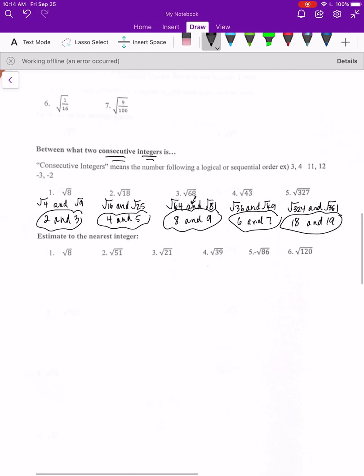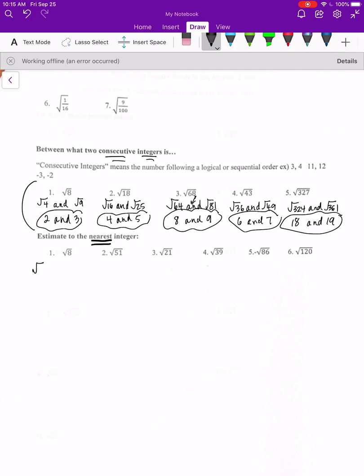So if you're asked for the consecutive integers, that's what we're talking about. Now we're going to take it one step further, and we're going to estimate to the nearest integer. It's very similar to what we were just doing, but now we're going to be a little more specific on which one it's closest to. So the square root of 8. We really already did it here. It's the exact same thing.